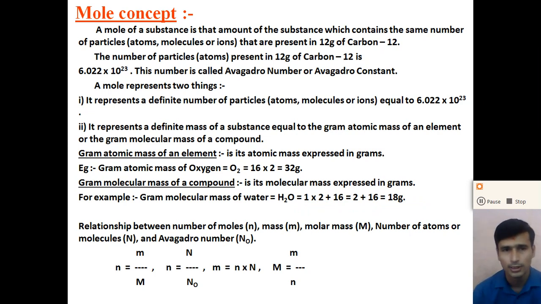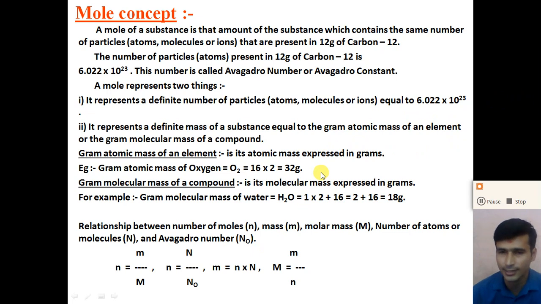So the mole represents two things. First, 1 mole of a substance has a number of particles equal to the Avogadro number, 6.022 into 10 raised to 23. Second, the mole represents the mass of the substance in gram atomic mass of the element, or gram molecular mass of the compound. So 1 mole of oxygen has 6.022 into 10 raised to 23 atoms and a mass of 32 grams.